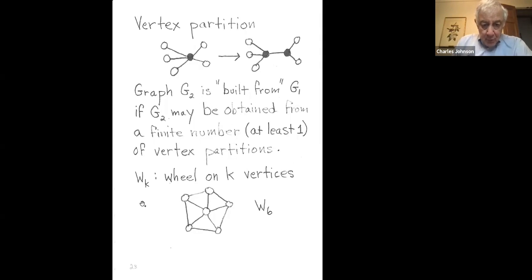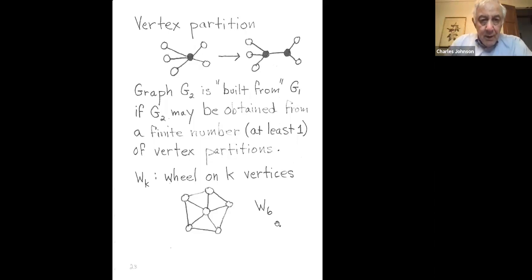Now, a special kind of graph. We've talked about cliques, we've talked about induced cycles, but another special kind of graph that I need to mention is the notion of a wheel on k vertices. The wheel on k vertices has k minus 1 vertices in a cycle, and then a central vertex hooked to each of those k minus 1 vertices. So for example, this is the wheel on 6 vertices, W sub 6. So a special kind of graph.